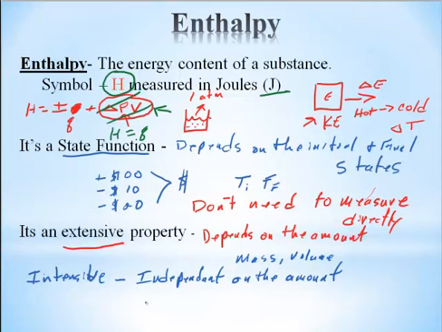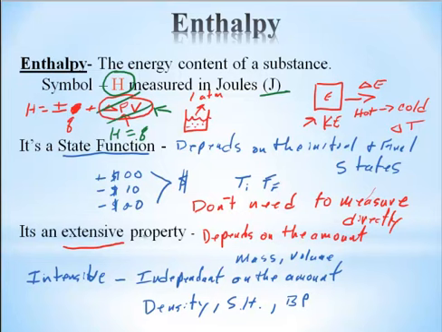Well, think about this. What about our friend density? It doesn't matter how much you have, right? A substance has the same density. Our buddy specific heat that we spent some time with, the specific heat of water is 4.184 joules per gram degree Celsius. Doesn't matter how much water you have. What's another one? How about boiling point? Doesn't matter how much water you have, it's going to boil at 100 degrees Celsius.